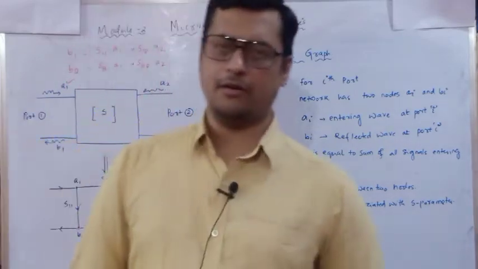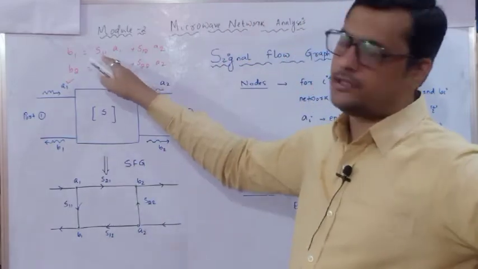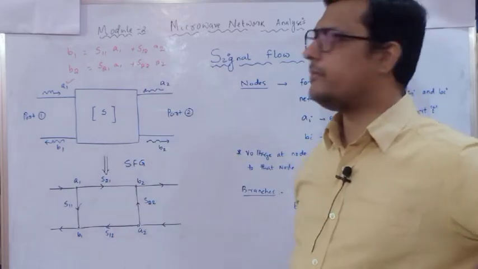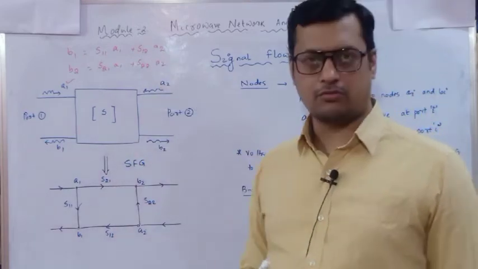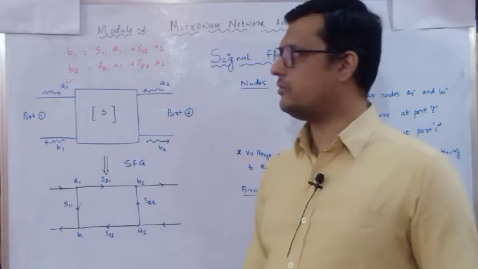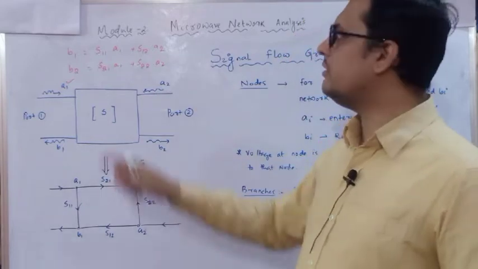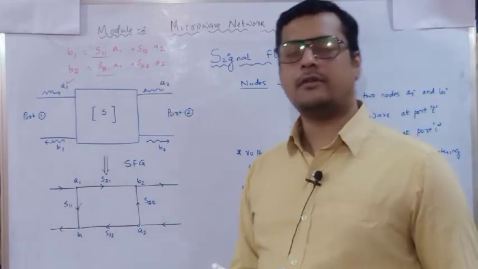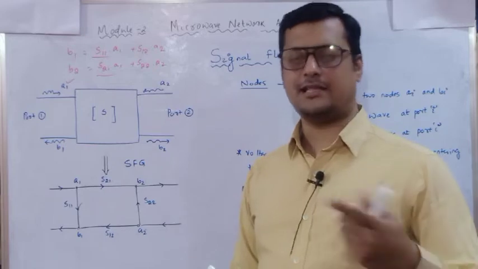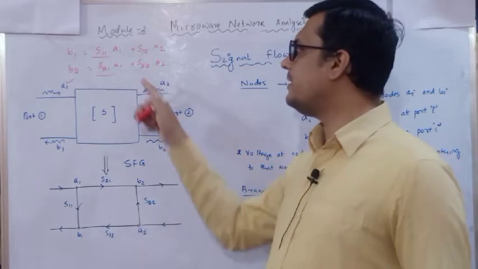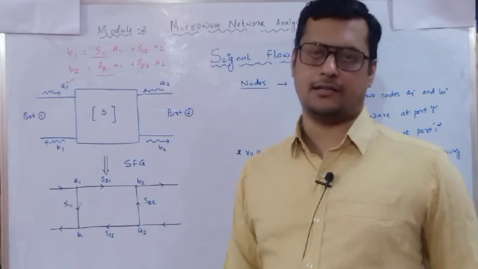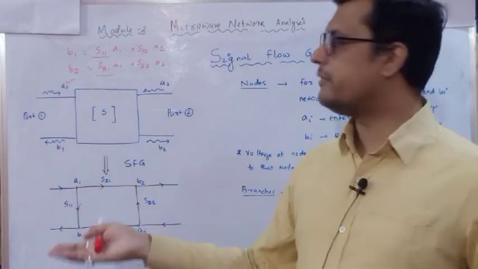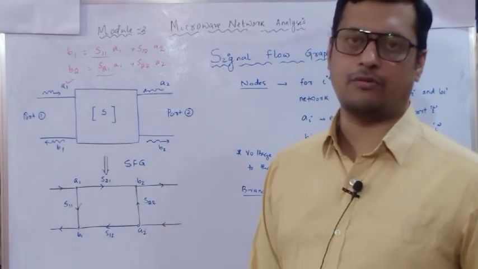Now in order to determine S11, I will put A2 as 0. A2 as 0 means no incident power is available at port 2. So if no power is available at port 2, you can identify S11 and S21. S11 means B1 by A1, that is the reflection coefficient. Similarly, S21 is B2 by A1, that is called the attenuation factor. It forms a relation between the reflected wave at port 2 with respect to the incident potential at port 1.